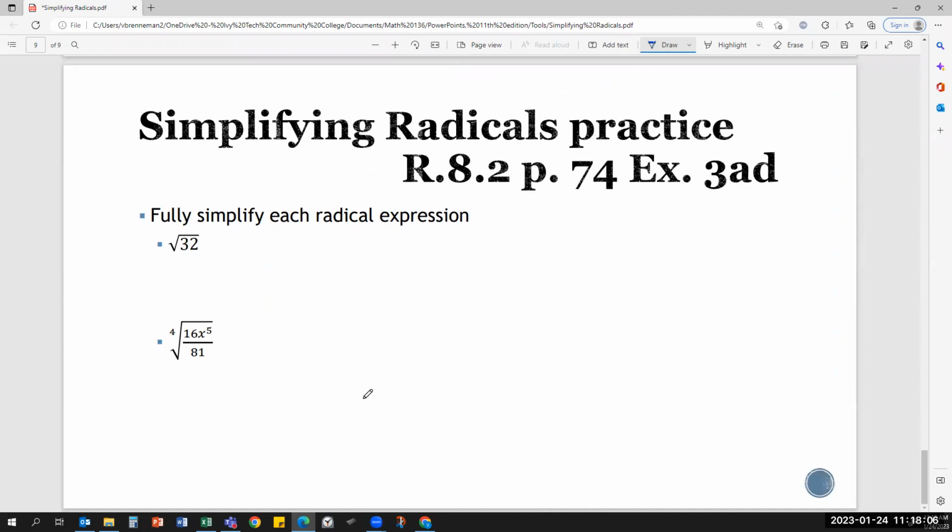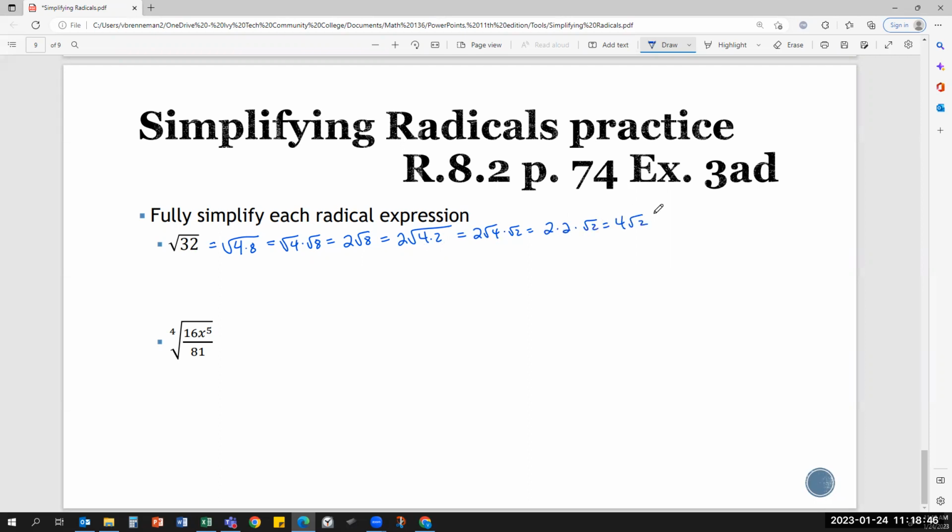So square root of 32, you might look at 32 and see, oh, that's 4 times 8, and 4 is a perfect square. And so you split that as square root of 4 times square root of 8, and that's 2 times square root of 8. But then as you keep looking at that, 8 also has a factor of 4. 8 is 4 times 2. So square root of 8 we rewrite as 4 times 2. And so we have 2 times square root of 4 times square root of 2. And that's 2 times 2 times square root of 2, or 4 square root of 2.